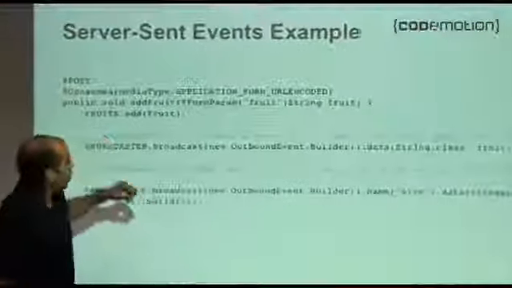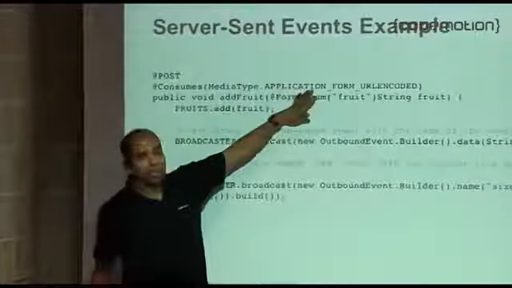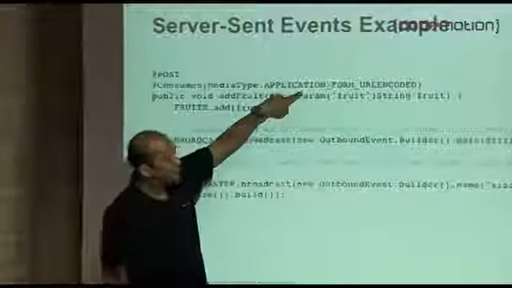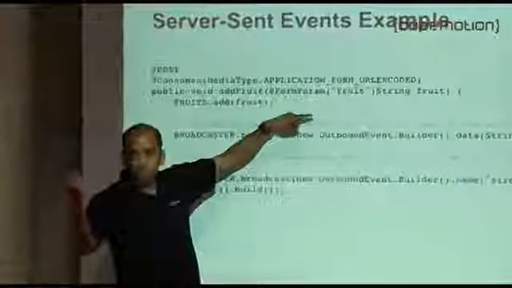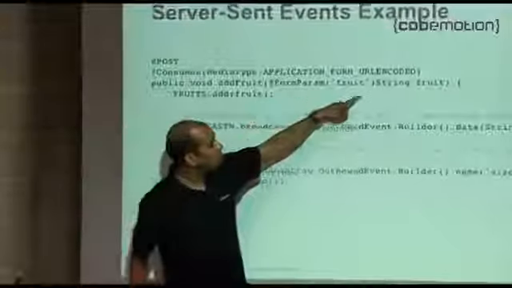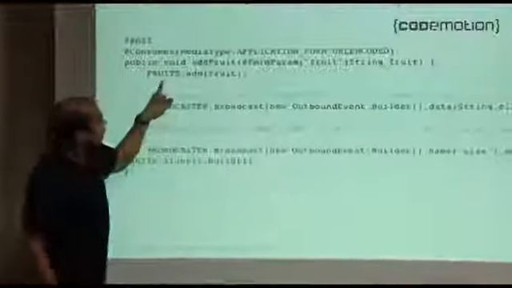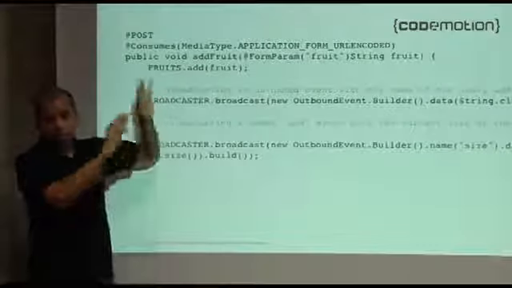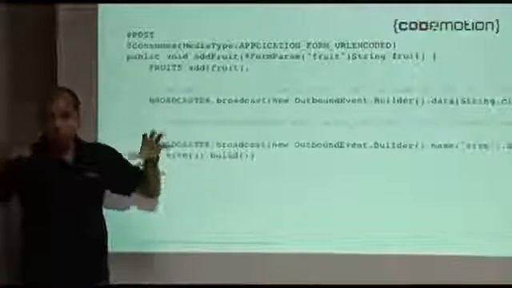Now let's say I'm submitting it using an HTML form. Once you say add fruit using the form param, you can just grab the value from the HTML form. You get the value in here. Then you can say fruits.add fruit. That fruits may be my database, whatever it is. I'm just adding it to my REST business logic.